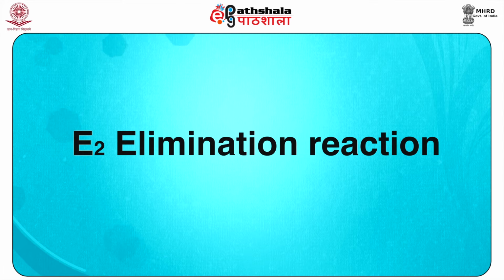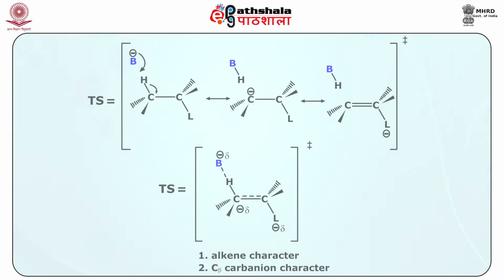Now, the fourth nice example, a very important example, is the E2 elimination reaction. E2 elimination reactions have predominant alkene, that is product-like, character in the transition state. There is also a significant carbanion character at the beta carbon in the transition state. Moreover, in some cases it becomes the dominant character, and certain elimination reactions prefer to yield the thermodynamically less stable alkene. Now, you can clearly see this in this figure in which after the E2 mechanism the alkene is yielded.